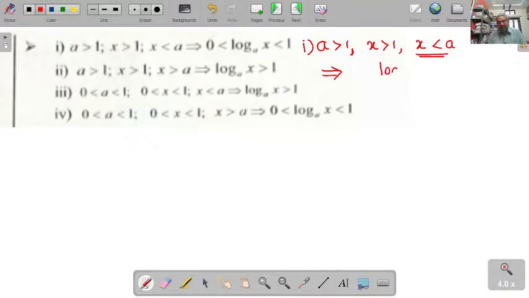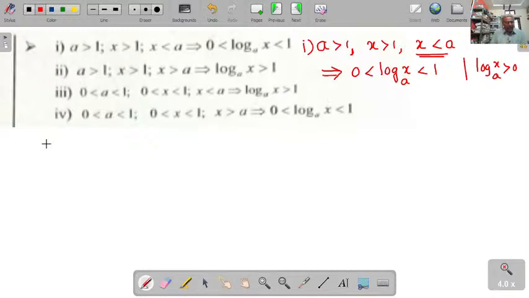then if you apply the logarithm, log x to the base a will obviously be less than 1. Also, since x is greater than 0 and a is greater than 0, log x to the base a will be positive, so log x to the base a is greater than 0. If you join the two inequations, you get 0 less than log x to the base a less than 1.